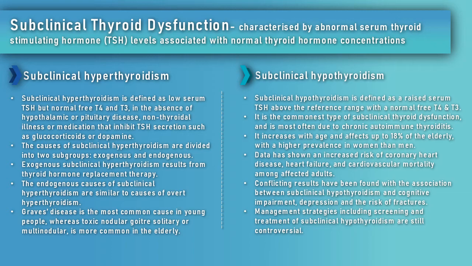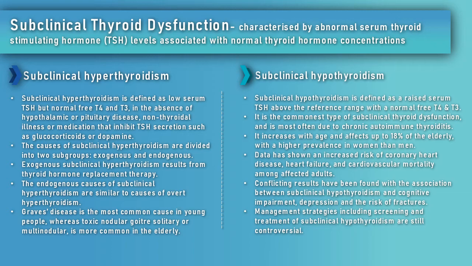Subclinical hypothyroidism is defined as a raised serum TSH above the reference range with a normal free T4 and T3. It is the commonest type of subclinical thyroid dysfunction and is most often due to chronic autoimmune thyroiditis. It increases with age and affects up to 18% of the elderly, with a higher prevalence in women than men.